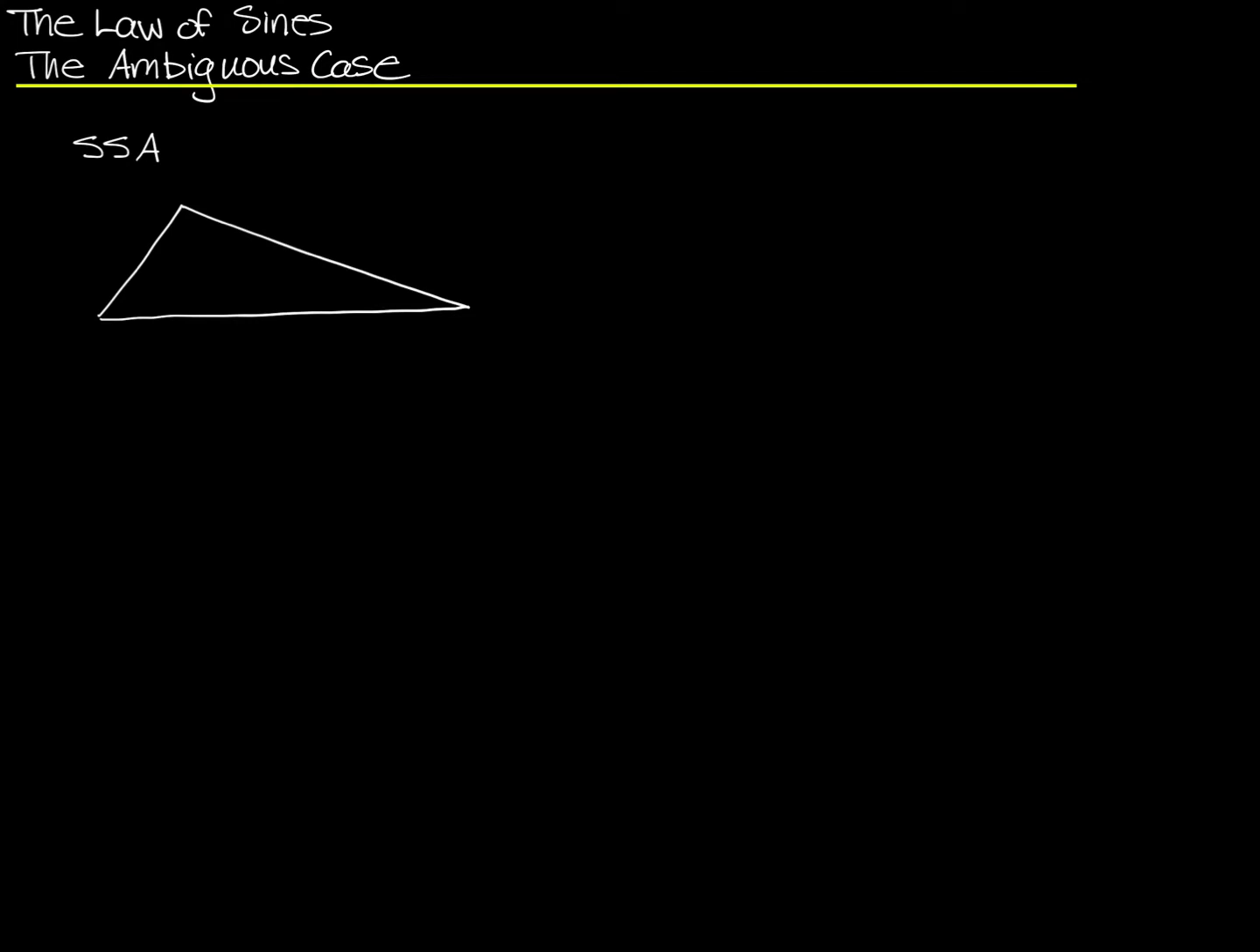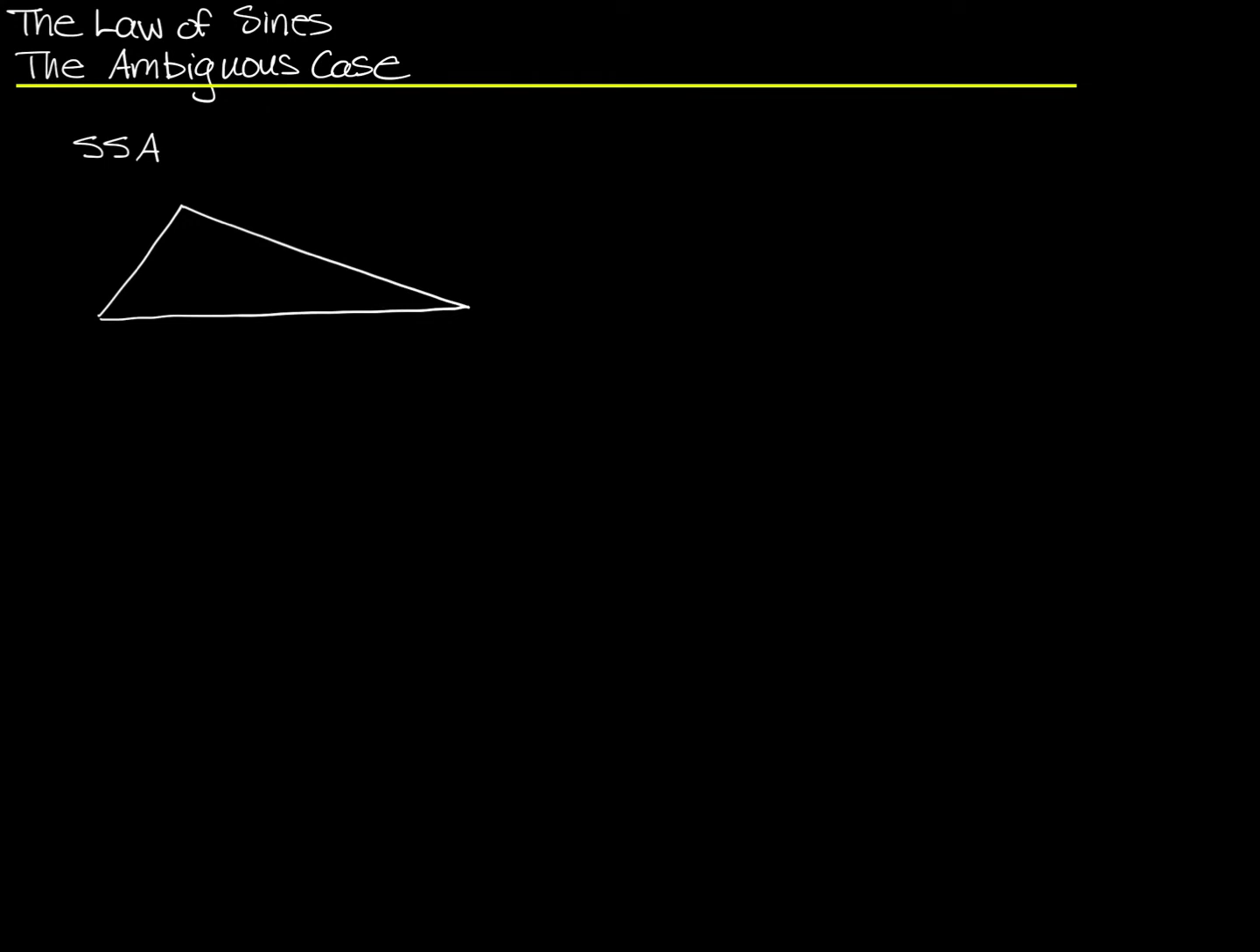In this video, though, we're going to be talking about a case where we know two sides and a non-included angle. By way of reminding you, and you don't really have to memorize this, two sides and an included angle, side-angle-side, that's going to be the law of cosines. We'll talk about that one later. So right now we're going to be talking about two sides and a non-included angle.